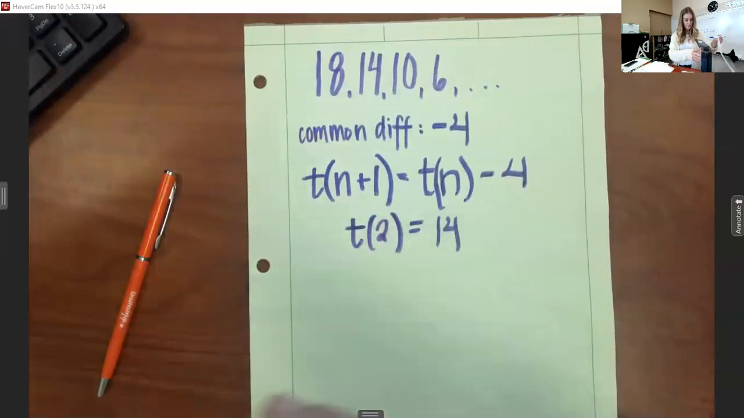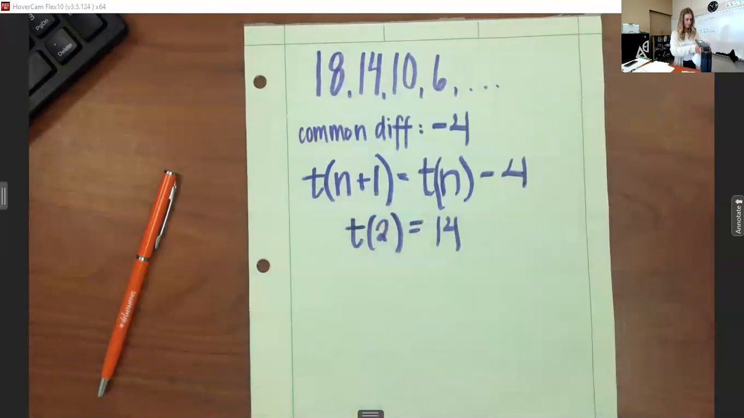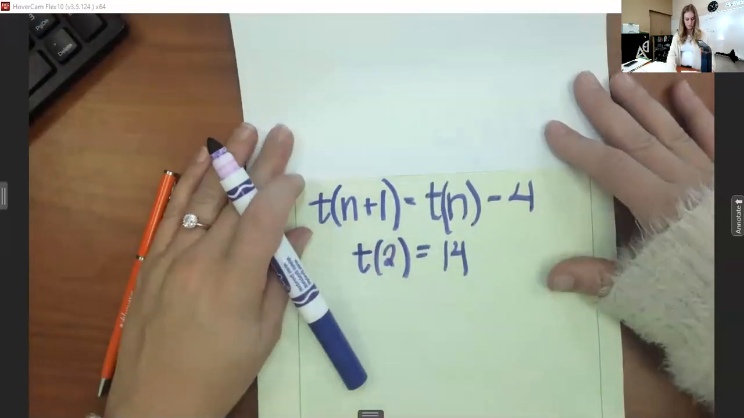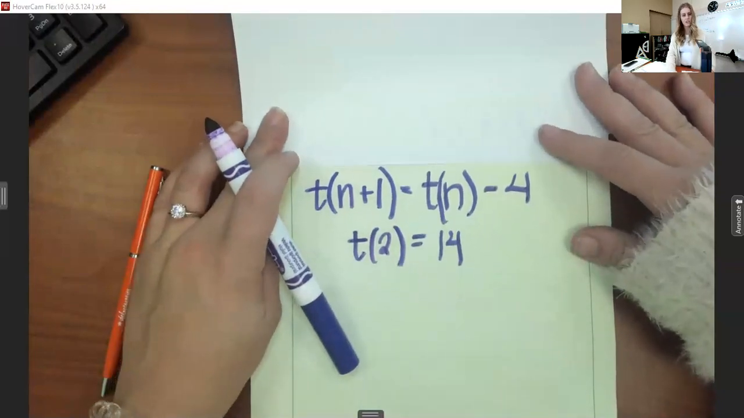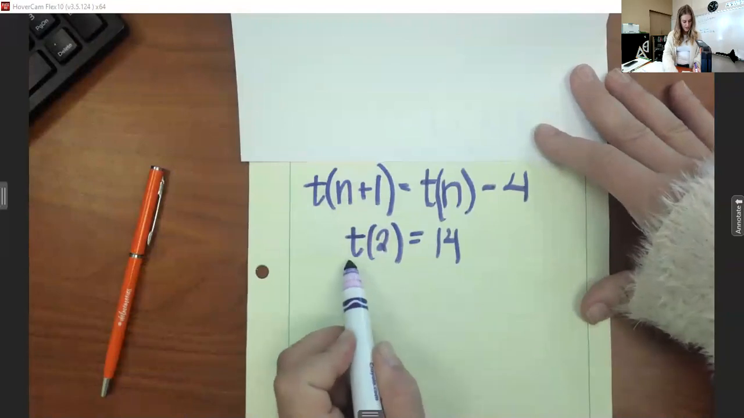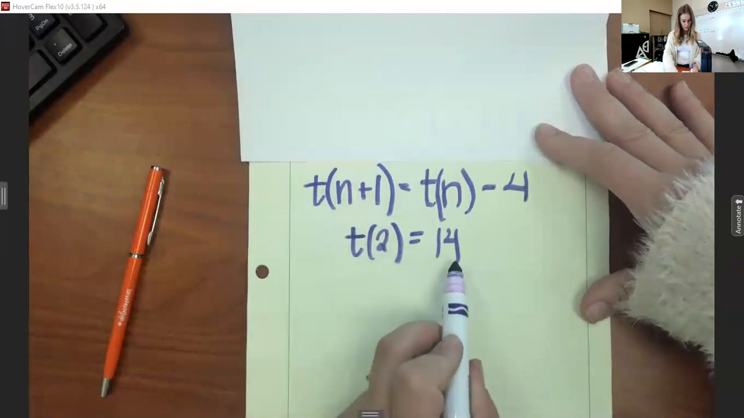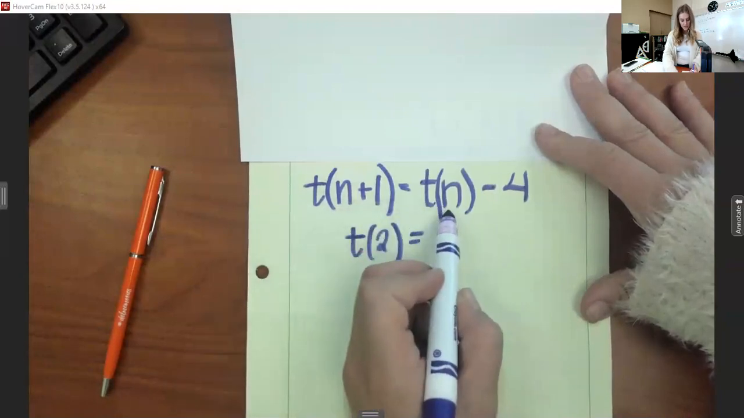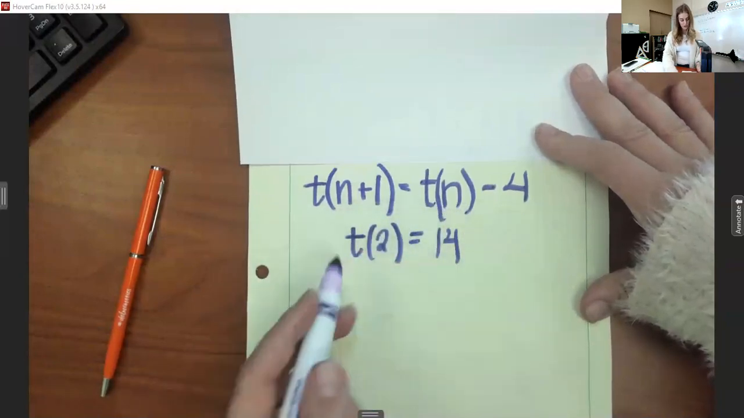But let's say this was the only information they gave you. Oof, it's kind of a challenge. It looks like a lot of letters. I think you guys can do it, okay? So we know that the second term in the sequence is 14, and we know that we can find the next term by taking the known term and subtracting 4.